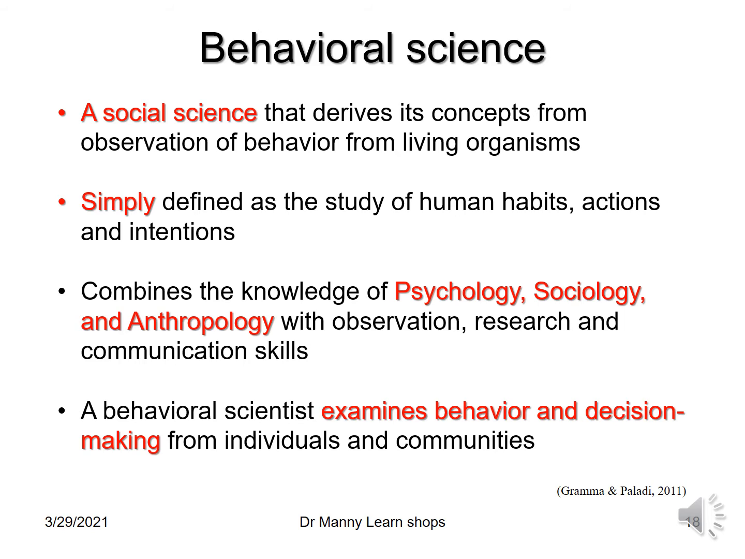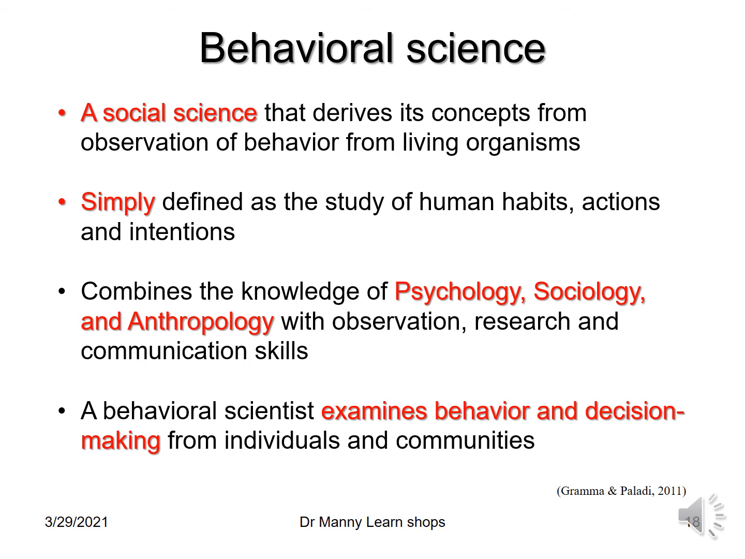So, what's behavioural science? Behavioural science is a social science, which means it deals with society. And it derives its concepts from observation of behaviour, from living organisms. We're talking about human beings. But you can get the same information from looking at an insect, or an animal, or another living thing. Behavioural science is simply defined as the study of human habits, actions, and what the intentions are. And it combines the knowledge of psychology, sociology, and anthropology with observation, evidence-based research, and effective communication skills.